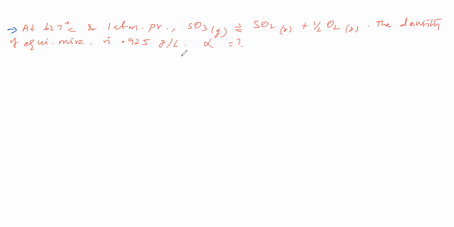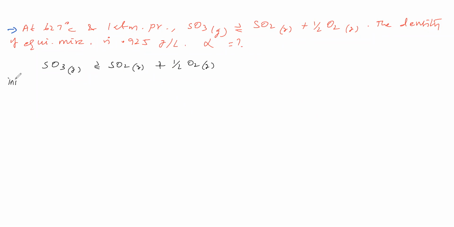Okay. Now, here given is SO3 is undergoing dissociation. Density of equilibrium mixture is given. Now, degree of dissociation they are asking. So, how to do this one? We'll see. Now, we are taking SO3 gas. It is dissociating to give SO2 gas and half O2 gas.